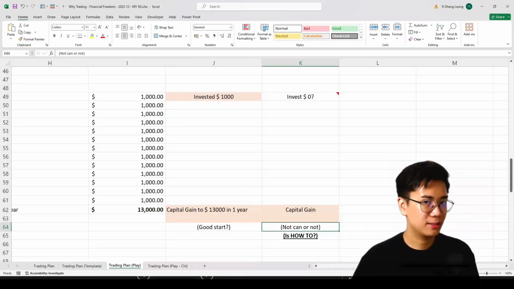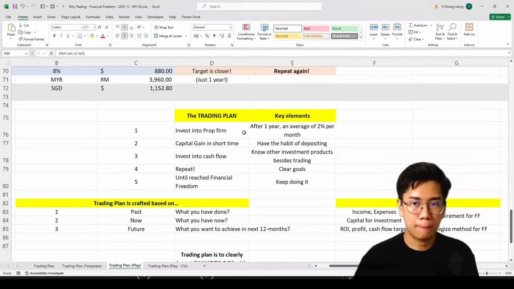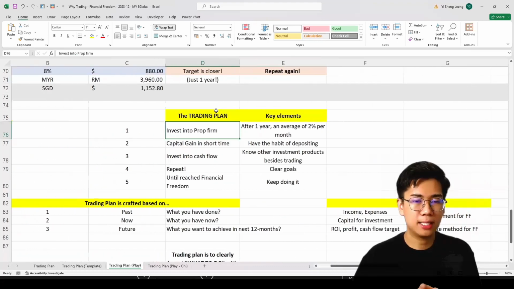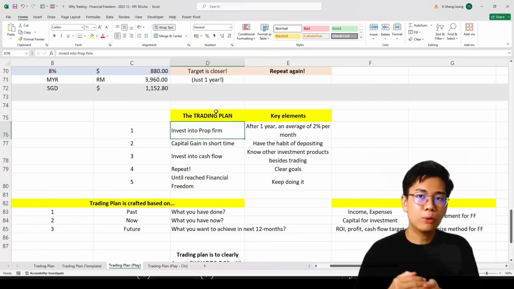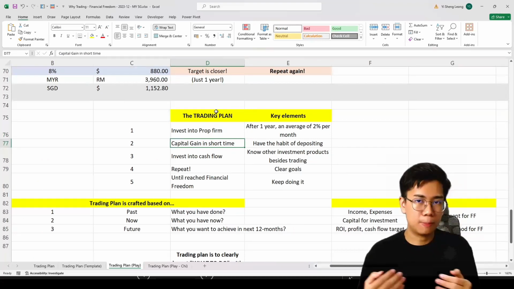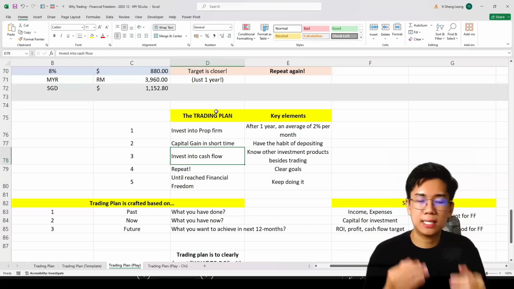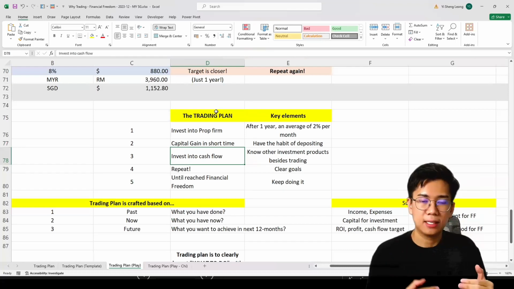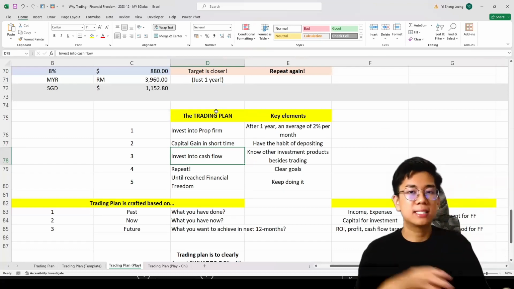So in a way, what I'm sharing over here is a trading plan. This is my trading plan to you guys. Invest in the profit. After 1 year, you get an average 1 to 2% per month, just accumulating over years and years. Then have the habit of depositing into a certain market where you can buy a known product, stable enough, super duper stable. Just put it in and you can use the product to keep generating ROI beside your trading.